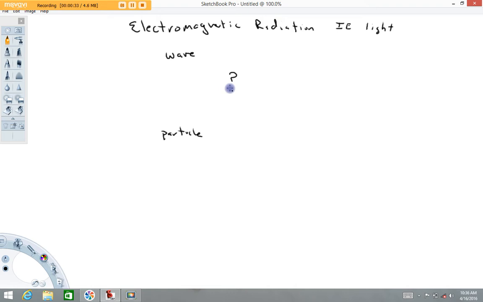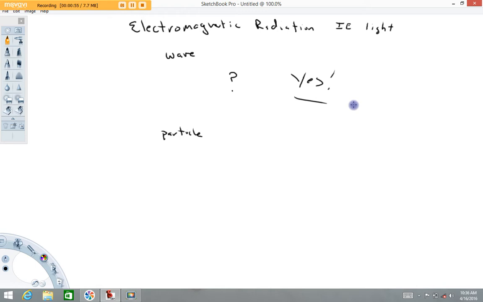So a lot of experiments were put together to test whether or not electromagnetic radiation had wave properties. Other experiments were to determine if it had particle properties. And the answer to this question is yes. First thing, light, you have to be able to think about it in both wave form and particle form because light has characteristics of both.